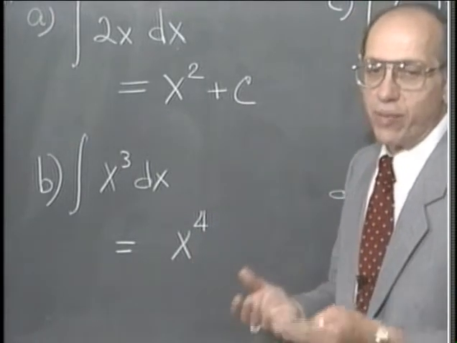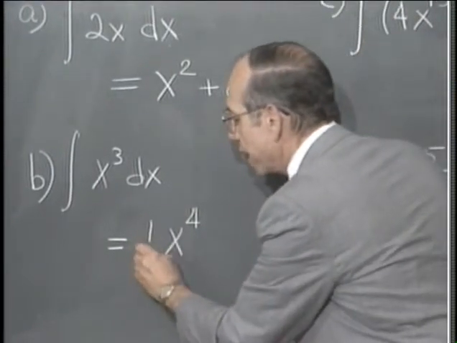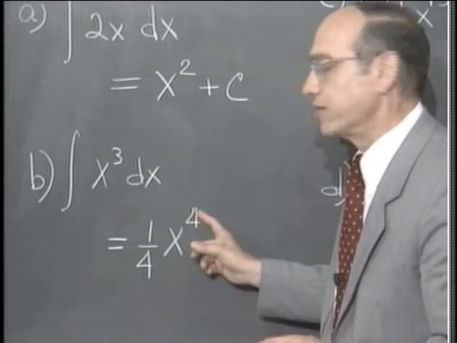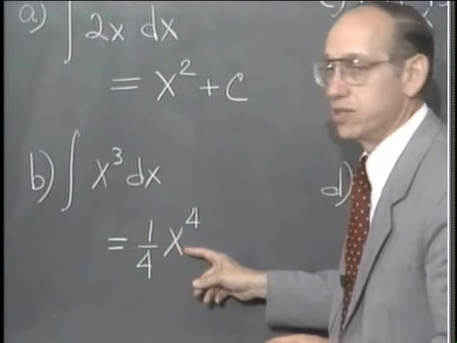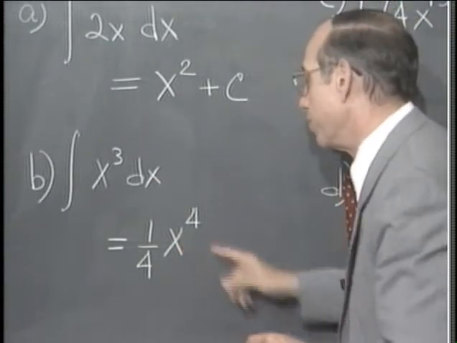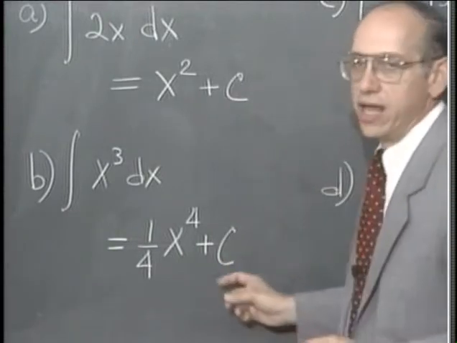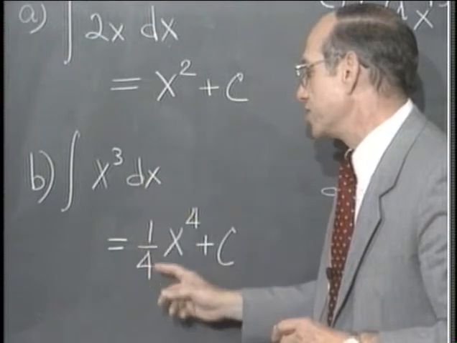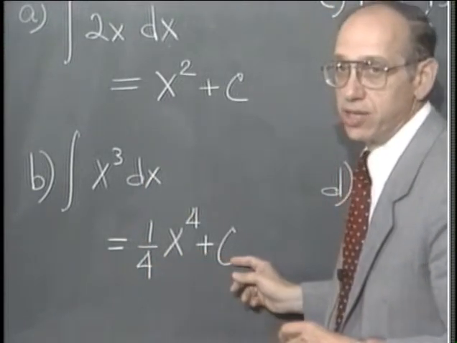So in order that we not be off by a constant multiple, what we have to do is write this as 1/4 of x to the fourth power. Now if you take the derivative, the 4 comes down, cancels the 1/4, and you get simply x cubed. But don't forget, even in this case, you can add any arbitrary constant. So the integral of x cubed dx is 1/4 x to the fourth plus c.